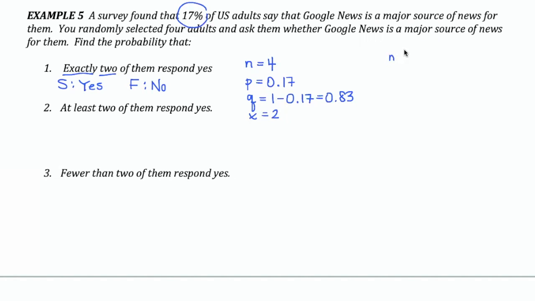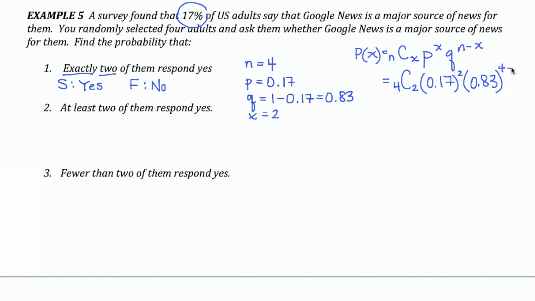So now I go to my formula. I substitute in my values. So I have 4C2 times 0.17 to the second power times 0.83 to the 4 minus 2 power, which is going to be 2. I'm going to type that into my calculator, and that should give you an answer of approximately 0.119.